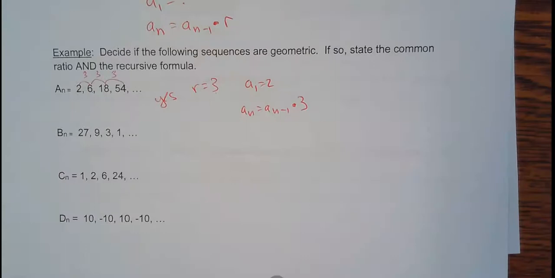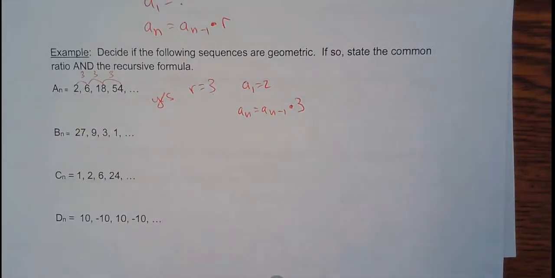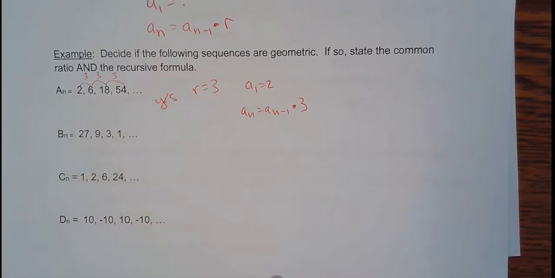Okay, so give the rest of these a try. Go through B, C, and D. Pause the video now. Try those out. Answer them yes or no. And then if it's yes, what's r and what's the recursive formula? If it's no, you can just write down no. You don't have to do it.